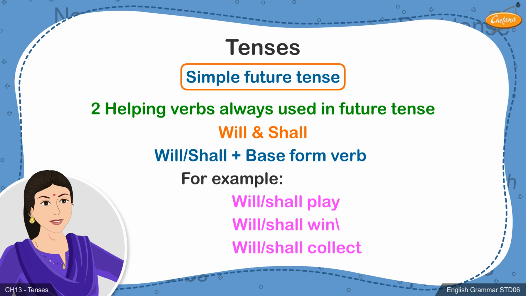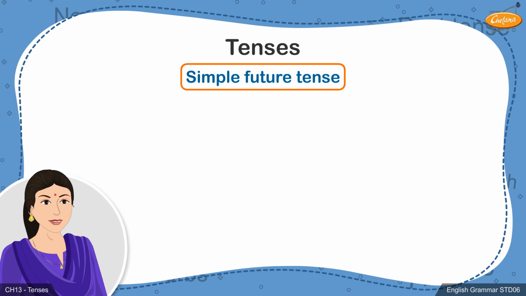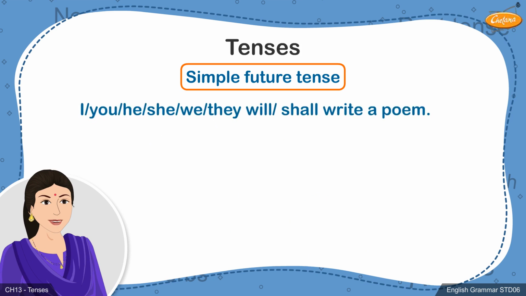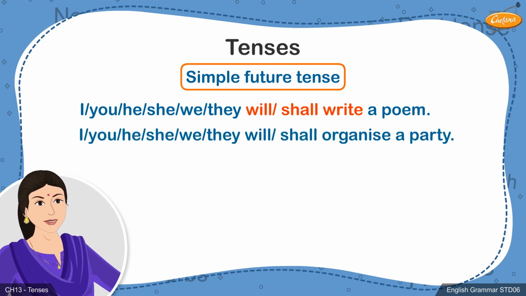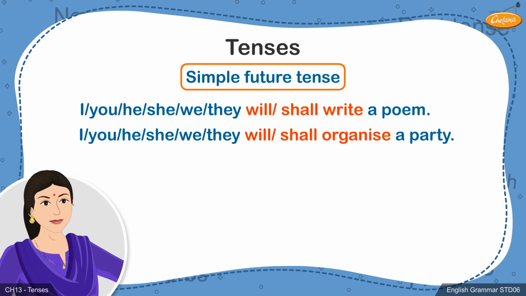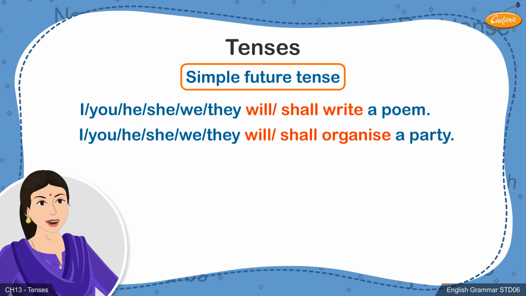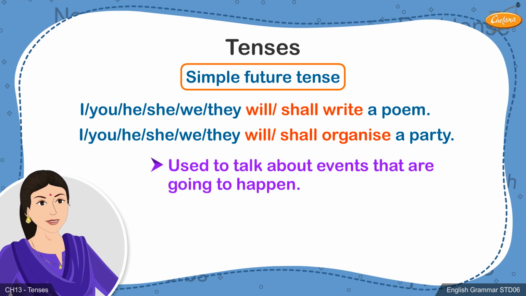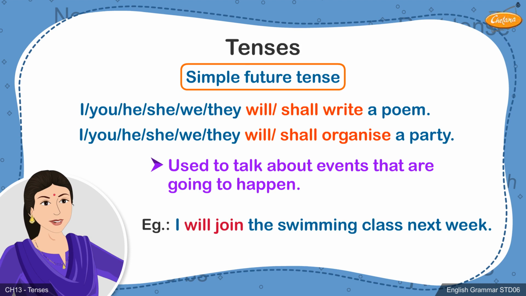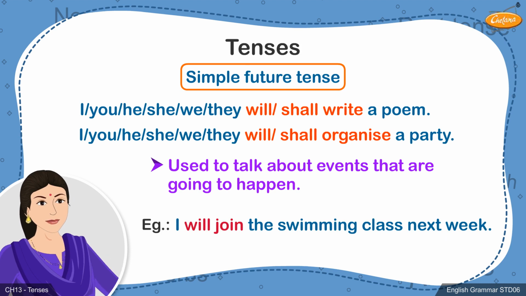Let's use this form in a sentence. I or you or he or she or we or they will or shall write a poem. I or you or he or she or we or they will or shall organize a party. A simple future tense verb is used to talk about events that are going to happen. Example, I will join the swimming class next week.